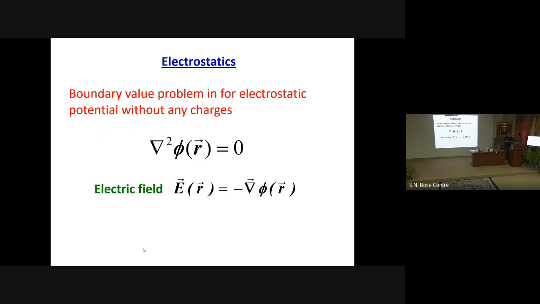And similarly, in electrostatics, I know that del squared phi is 0. The electric field, which is like the heat current or the particle diffusion current, is the gradient of that phi. So phi, the electrostatic potential, is the same as the temperature, is the same as the particle density. Current, heat current, and electric field are the same. The equation is the same. I am just replacing the quantities. Their behavior should be exactly the same. That's what you see.